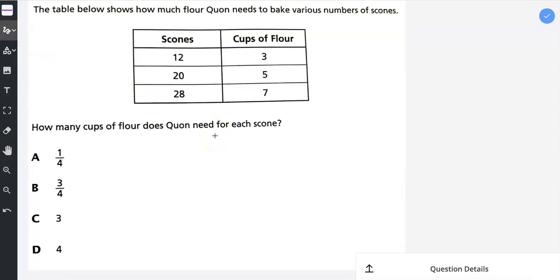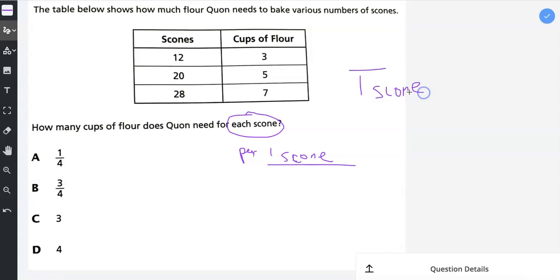So if I were taking the EOG, one of the clues that I would notice is that it says each scone. So we're saying per one scone. They're telling us basically which of these two items, scones or cups of flour, needs to be the 1 unit. When you're finding unit rate, the denominator is the 1. So we're looking at the scone being our 1.